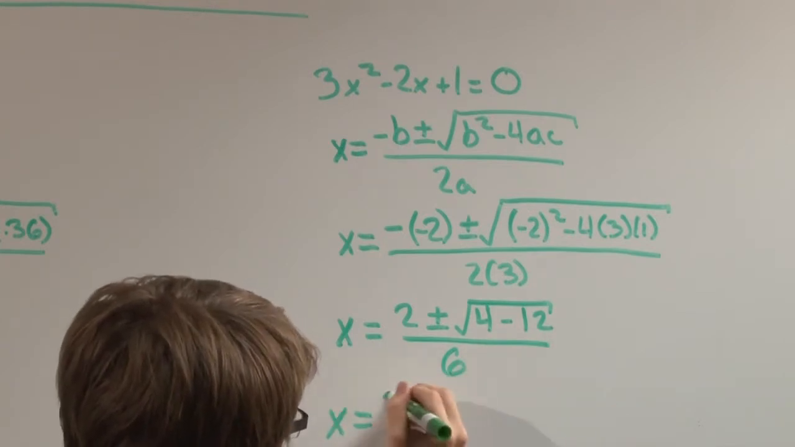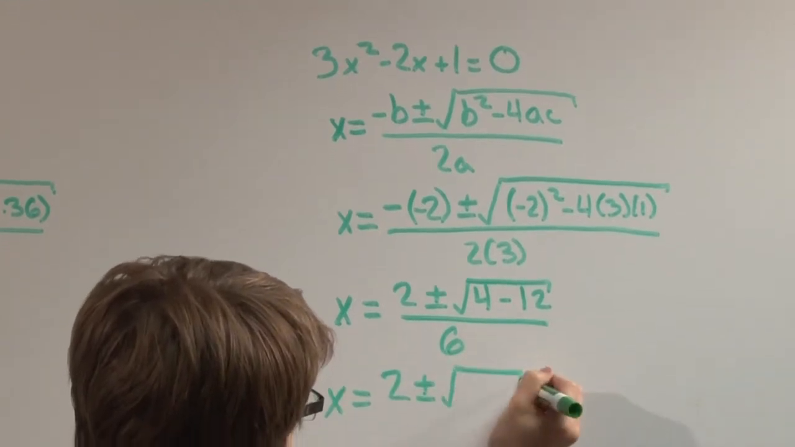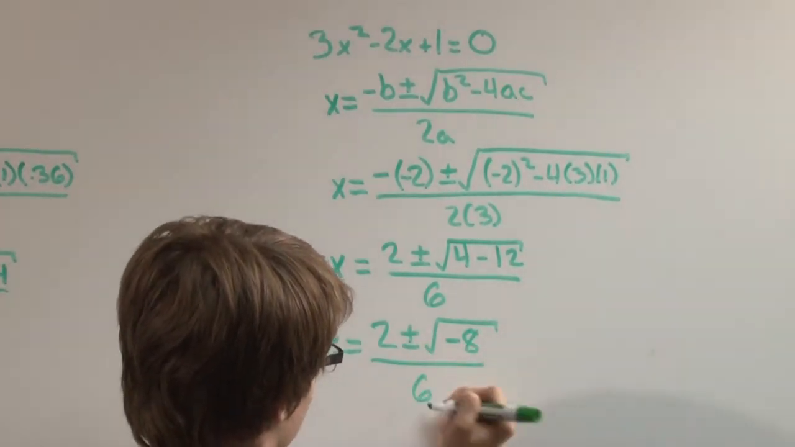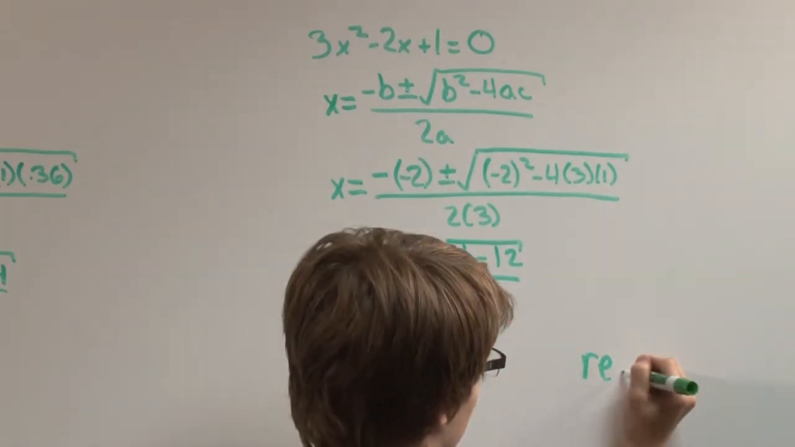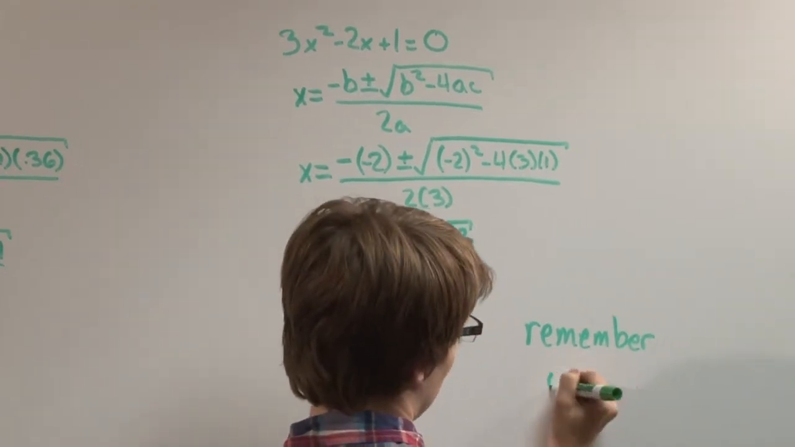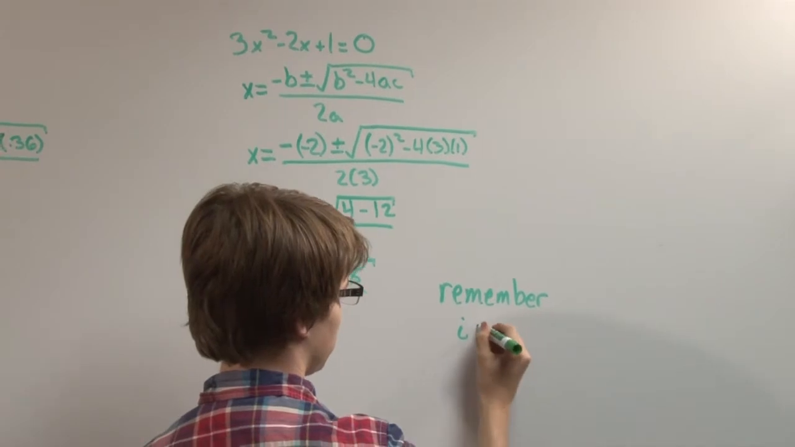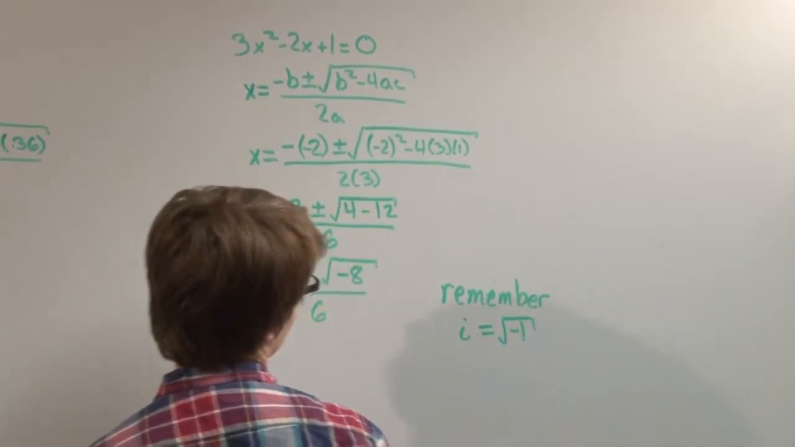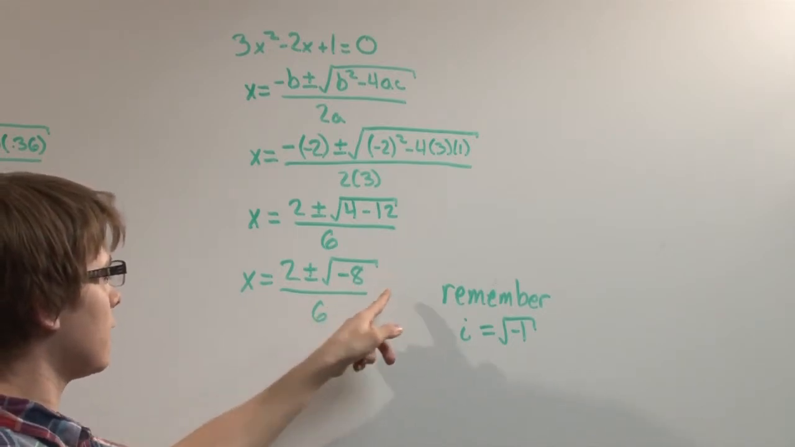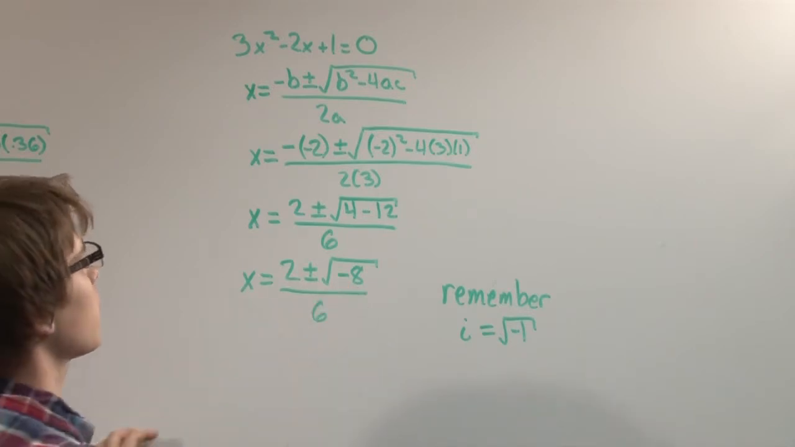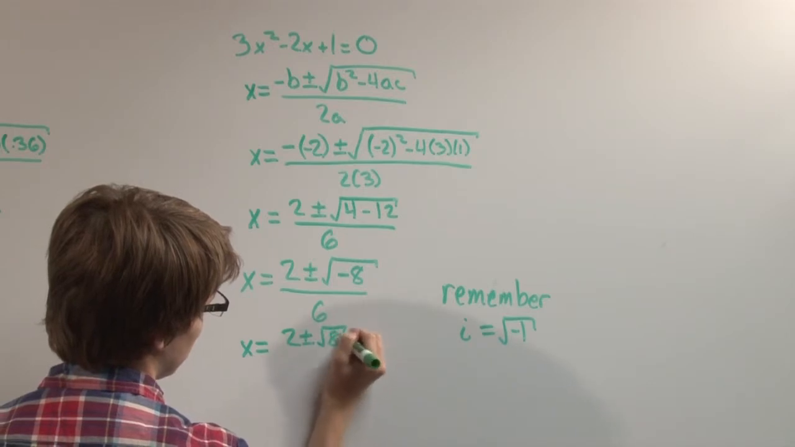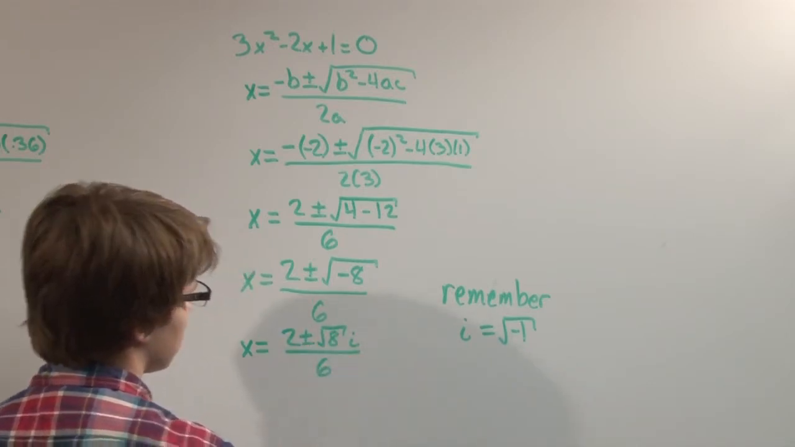So then x equals 2 plus or minus the square root of 4 minus 12, which is negative 8, all over 6. Now, remember a couple sections ago we talked about i, which is an imaginary number that equals the square root of negative 1. And what we can do when we have this negative underneath the square root is we can pull out an i, and the negative underneath the square root goes away. And so this can turn into x equals 2 plus or minus the square root of 8 i all over 6.